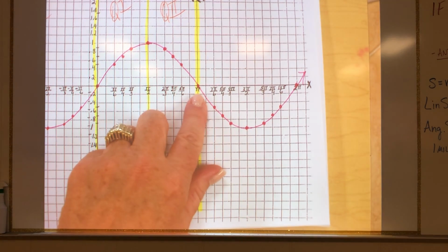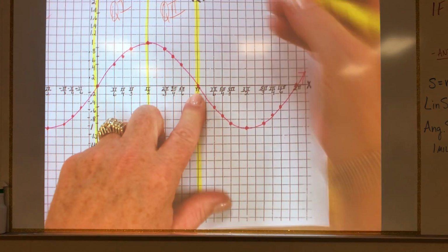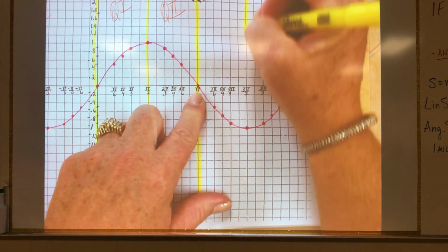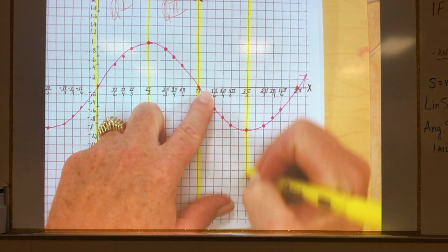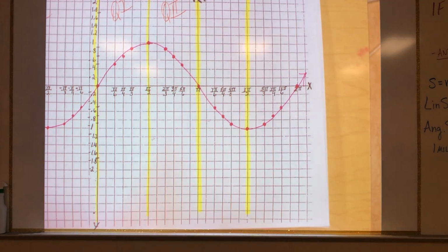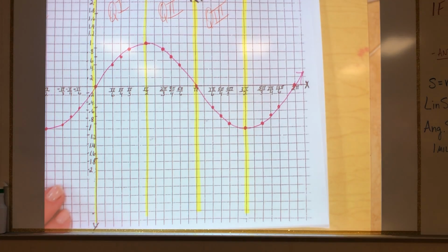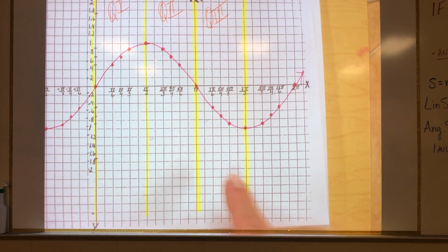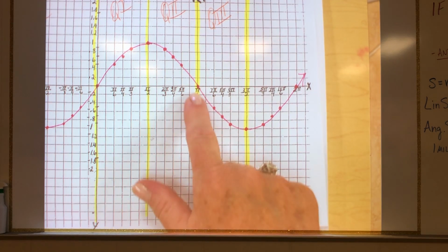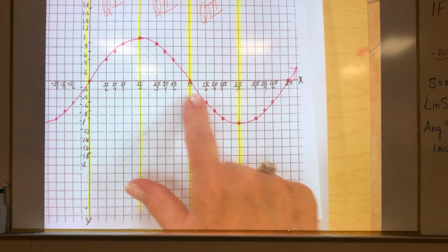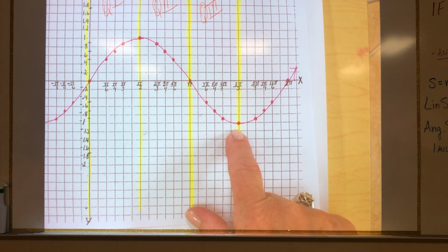Quadrant 3 goes from pi to 3 pi over 2. This is quadrant 3. Who's positive in quadrant 3? Tangent. Is sine positive? Look at it. No, it's not. It's down here below the x-axis. Its values are negative values.